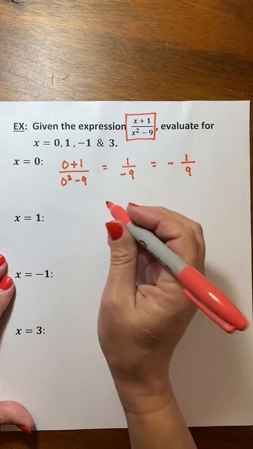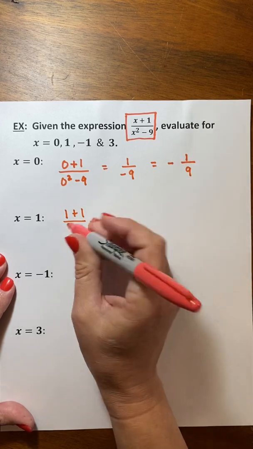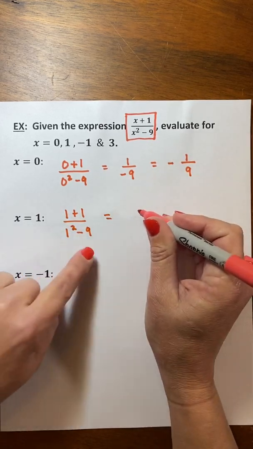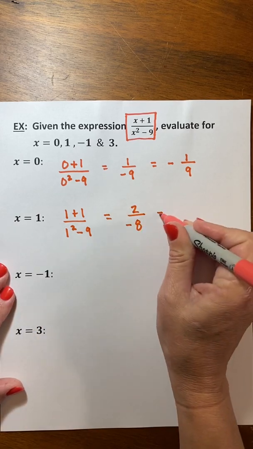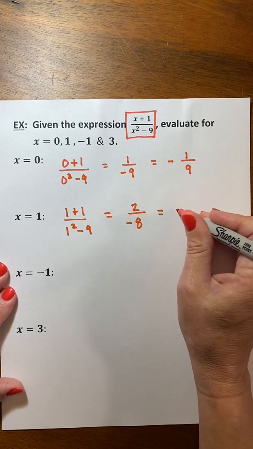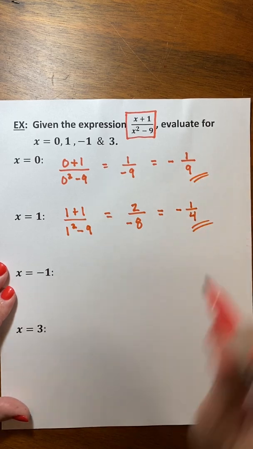If x was 1, well, we would get 1 plus 1 everywhere we see x. We're going to replace x with a 1 instead, minus 9. So it'd be 1 squared minus 9 in the denominator. That becomes 2 over negative 8. Make sure you simplify all results. It's always expected we will simplify. 2 over 8 is equivalent to 1 over 4. So my final answer is negative 1 fourth.